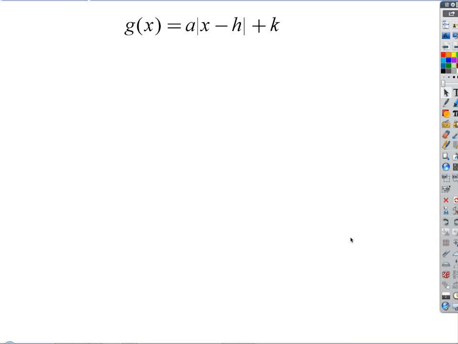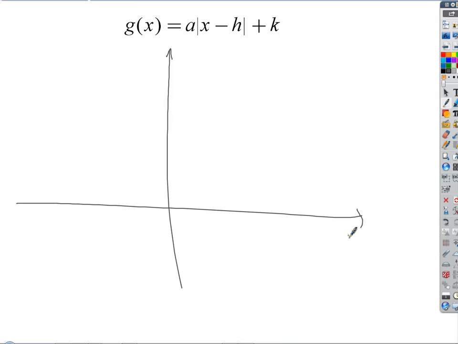Okay, that's how we can describe or graph any absolute value function, just by plugging in values of a, h, and k, right? So let's review for a second how that works. We know that a normal absolute value function, just plain old absolute value of x, f of x equals absolute value of x, just looks like this, right? It's just a V with the vertex at the origin, right?